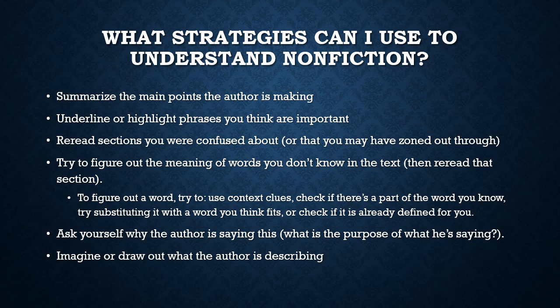You can also ask yourself why the author is saying this, whatever they're saying in the text, kind of trying to figure out what the purpose of this text is, which in turn will help you understand the text as a whole and maybe figure out those sections that are a little more confusing for you. And then lastly, you can try to imagine or draw out what the author is actually describing. This will especially be helpful if you're a visual learner, but I think it will be helpful for any student trying to understand a text a little bit more just by picturing what's going on. Anyway, you can try any of those strategies and hopefully those will help you understand a piece of nonfiction.